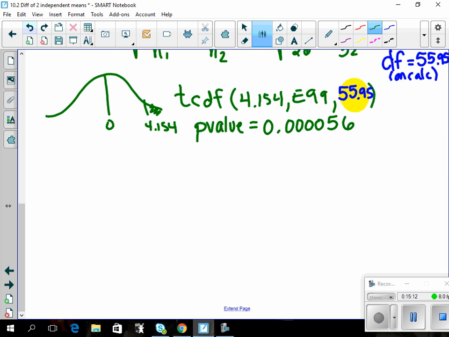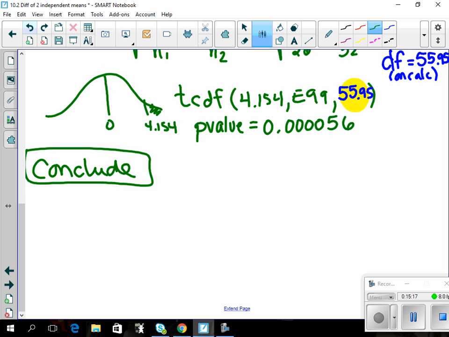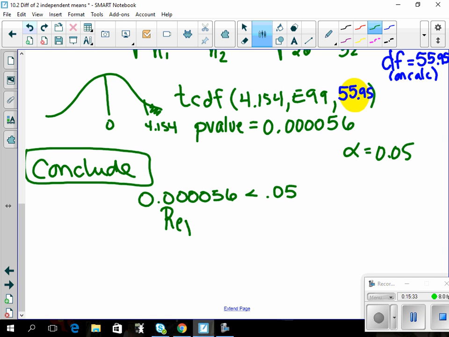Okay, so let's go ahead and conclude. We got a really low p-value. It doesn't say what to compare it to, so we will just say that our alpha is 0.05, unless it said it, I don't think it did here. So we're going to reject the null. And what are we going to say? What's our context conclusion? We either have evidence to suggest something or we don't have evidence to suggest something. What do we have here?